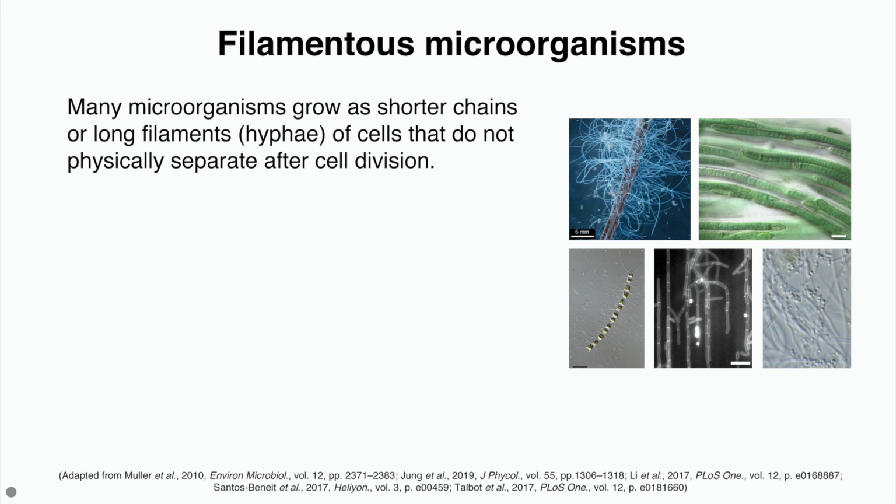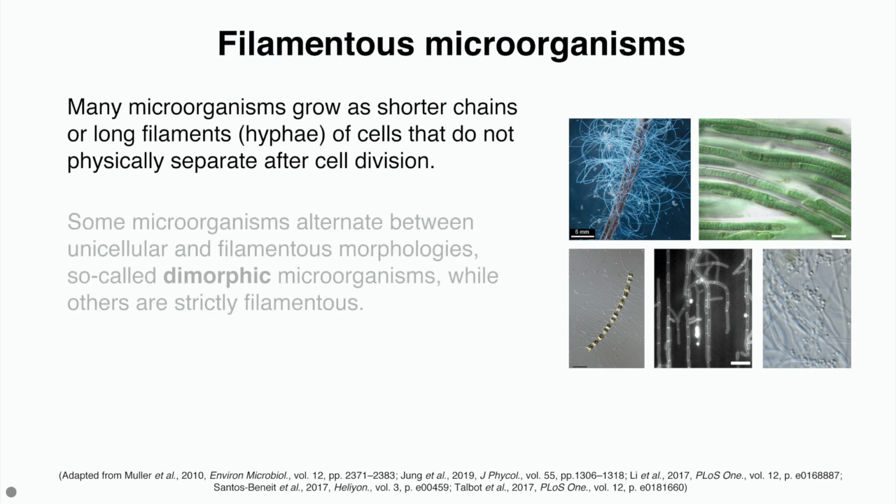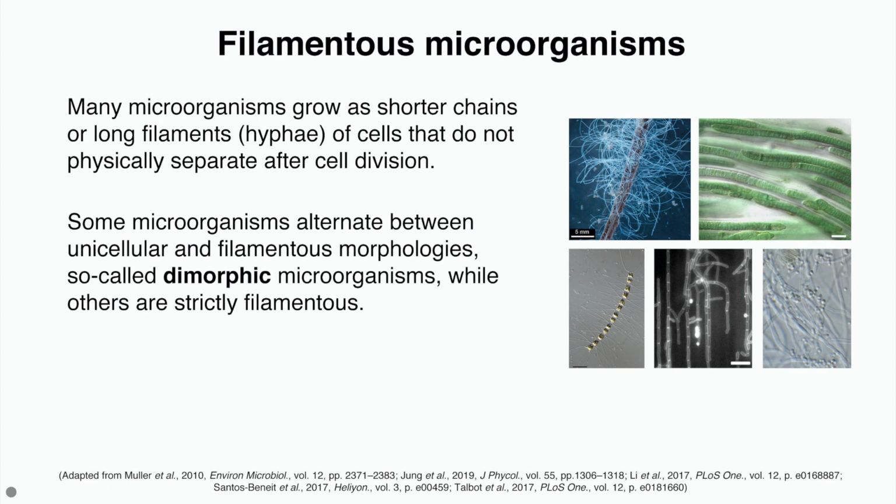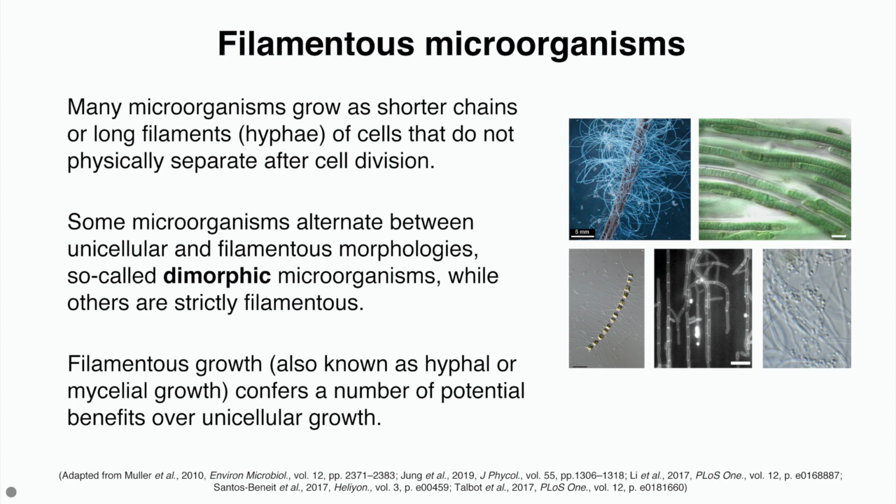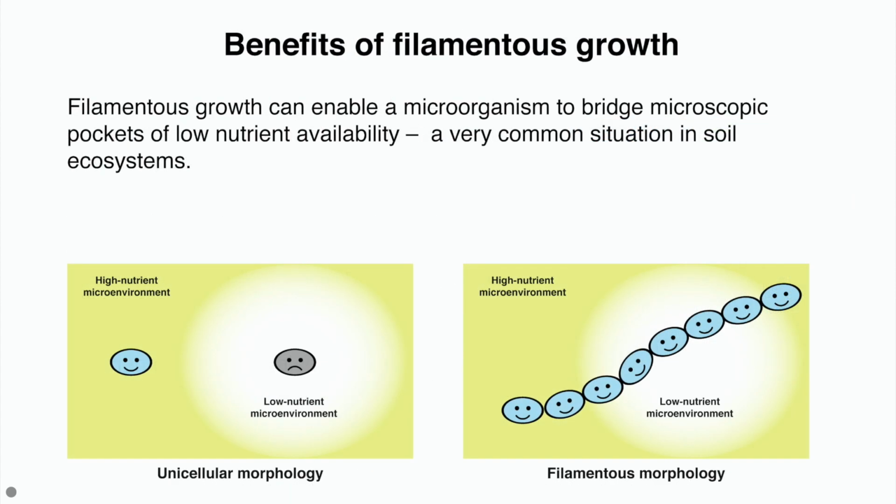Many microorganisms grow as shorter chains or long filaments, hyphae, of cells that do not physically separate after cell division. Some microorganisms alternate between unicellular and filamentous morphologies, so-called dimorphic microorganisms, while others are strictly filamentous. Filamentous growth, also known as hyphal or mycelial growth, confers a number of potential benefits over unicellular growth. Filamentous growth can enable a microorganism to bridge microscopic pockets of low nutrient availability, a very common situation in soil ecosystems.